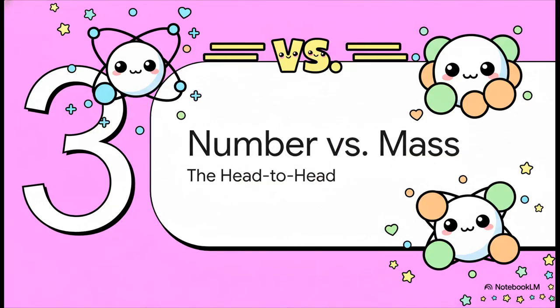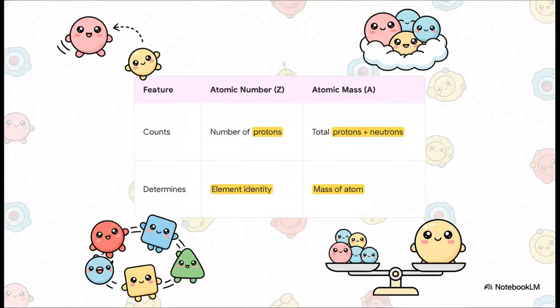Okay, so we've got both our numbers. Now let's put them side by side, a little head-to-head comparison, just to make the difference totally crystal clear. This table just lays it all out perfectly. Look at that first row. What does atomic number count? Protons. Only protons. What about atomic mass? Well, that counts both protons and neutrons.